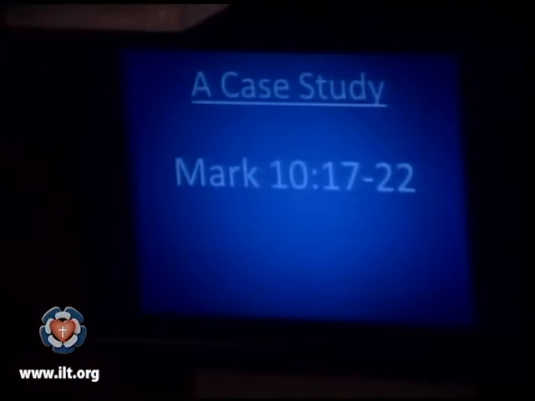If you would, and this again is too long to put on the screens, if you would turn to Mark chapter 10, the Gospel of Mark, chapter 10, verses 17 to 22.